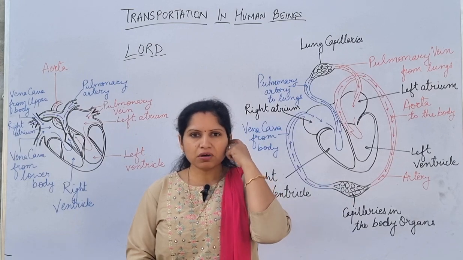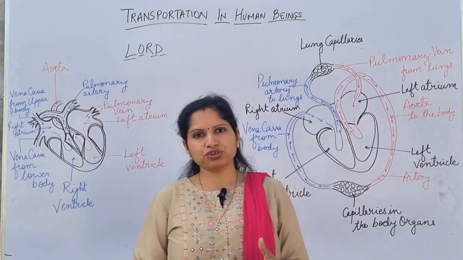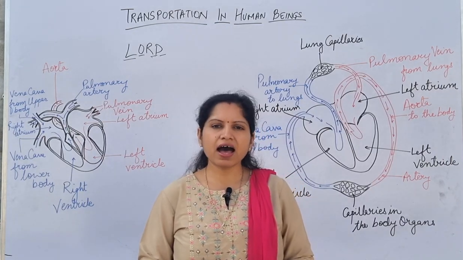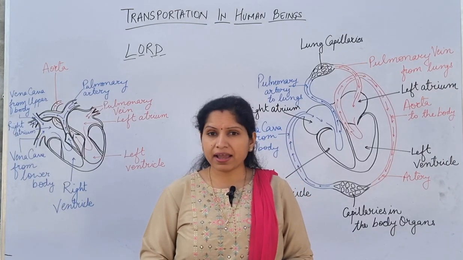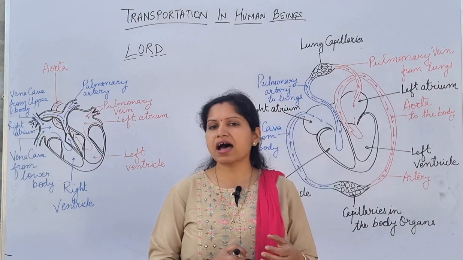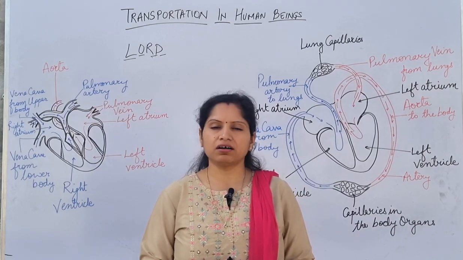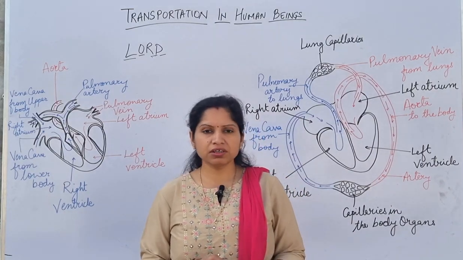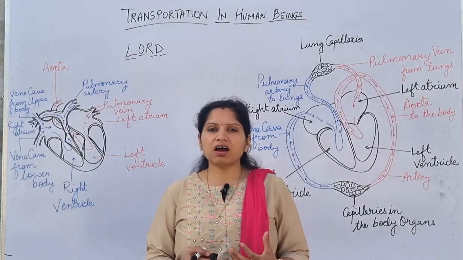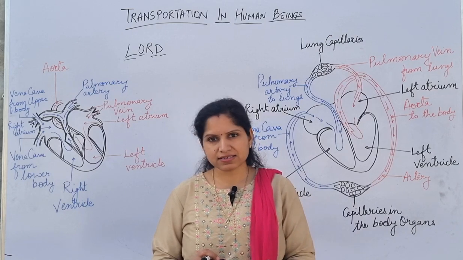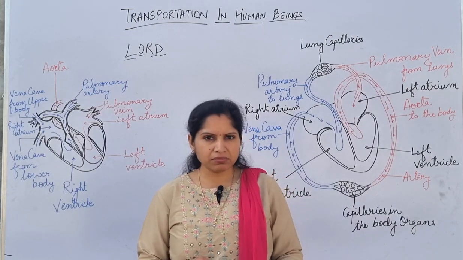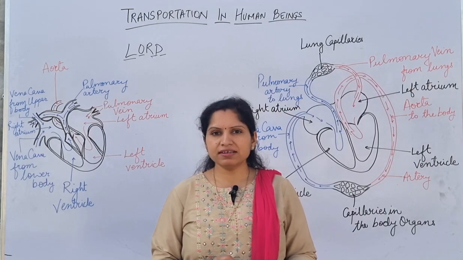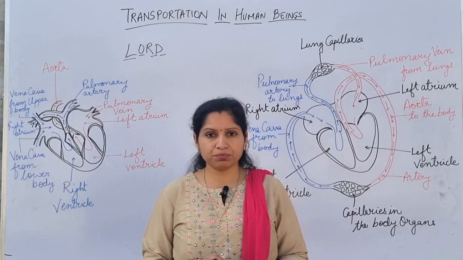Now, one more type of question could be there in your exam, that why birds and mammals have double circulation. Why birds and mammals have a four-chambered heart. So, birds and mammals have a four-chambered heart because we are warm-blooded organisms. Human beings, mammals, all the birds are warm-blooded. That is, we maintain a constant body temperature.